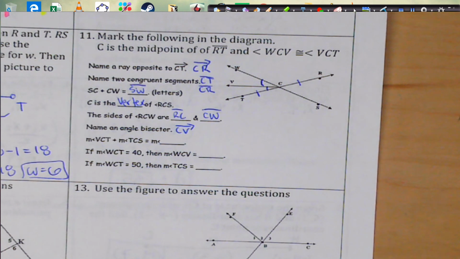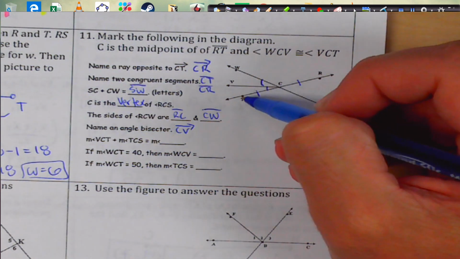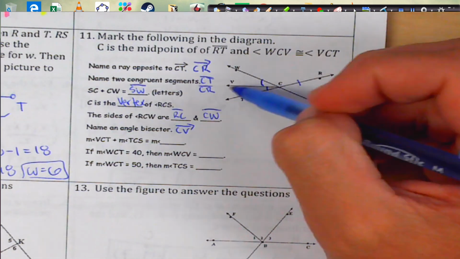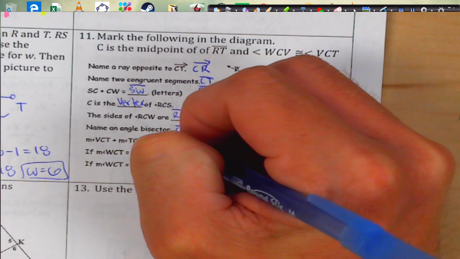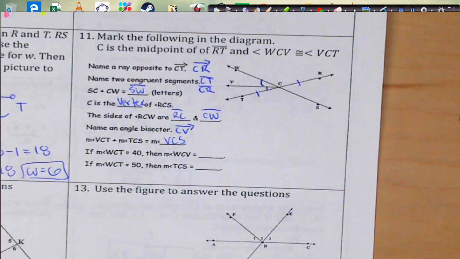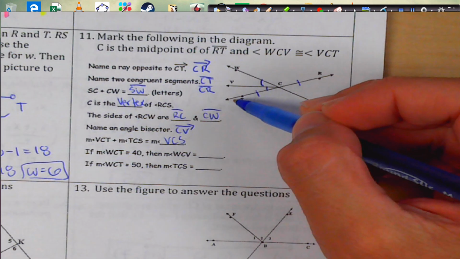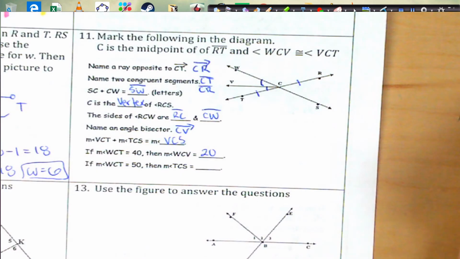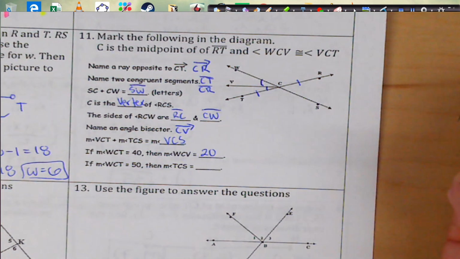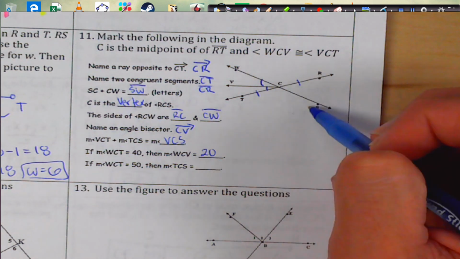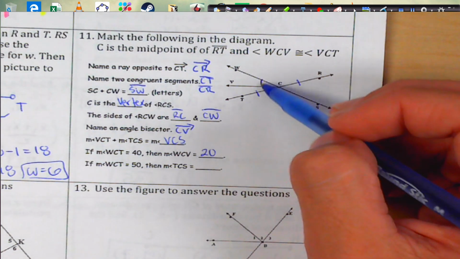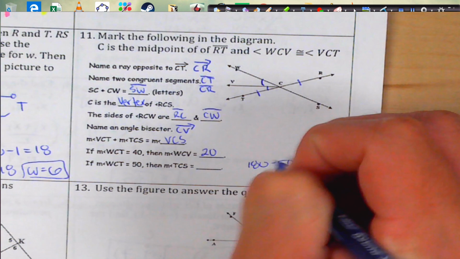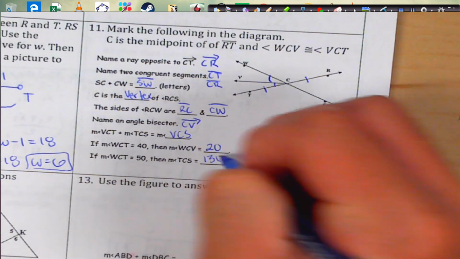We have VCT plus TCS is going to equal VCS. And then WCT, the whole thing is 40, then what's WCV? It's going to be half of that because there are two congruent pieces. And then the same thing, 50, but this time it's asking for TCS. Well, if this is 50 here, we know this adds to 180, so we just do 180 minus 50, and we're going to get 130 degrees. Okay.